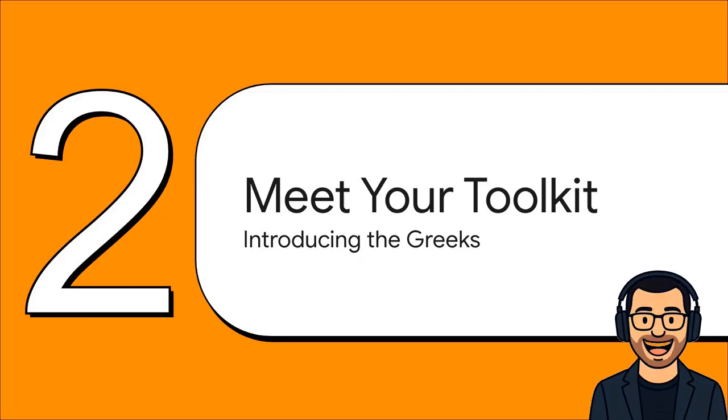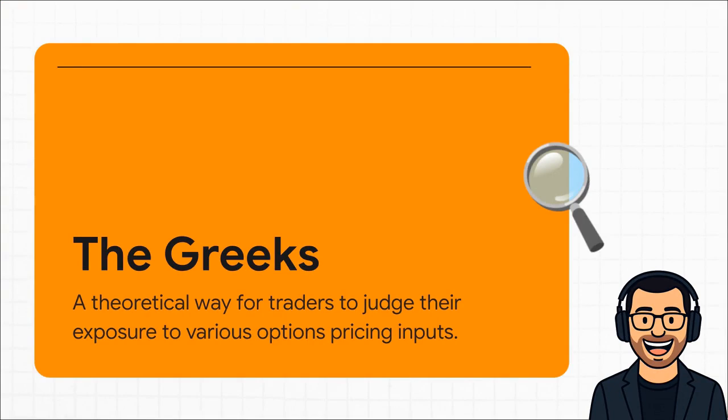Okay, so if we know what affects the price, how do we actually measure it? How do we put a number on the risk from time just ticking away, or a sudden panic in the market? Well, that's where our toolkit comes in. Let's introduce the Greeks. So what are the Greeks really?